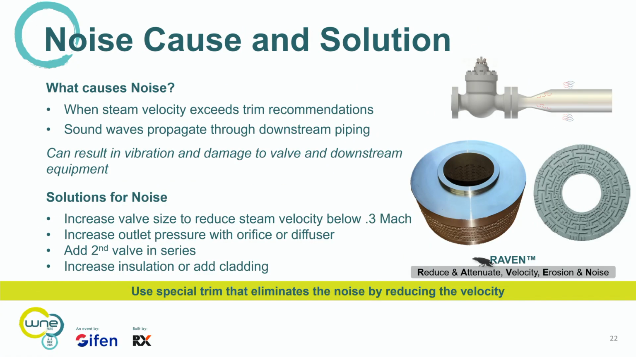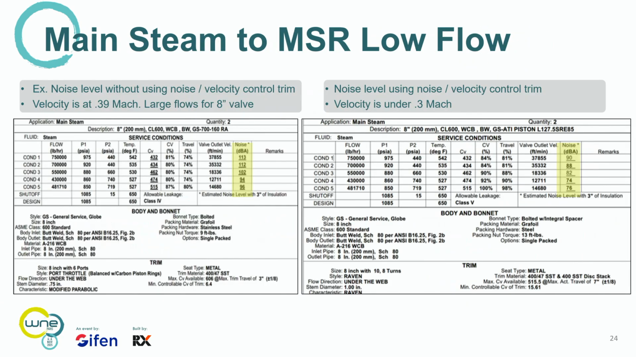In this case, we actually used our special trim to reduce the velocity, called our Raven trim, which is a disc stack trim that has several different stages. It can be customized for any particular application, okay? But I'm just trying to give an example: I sized this valve without using the noise trim, and then I sized it with the noise trim, with the Raven. You can see this was up at 113 dB.